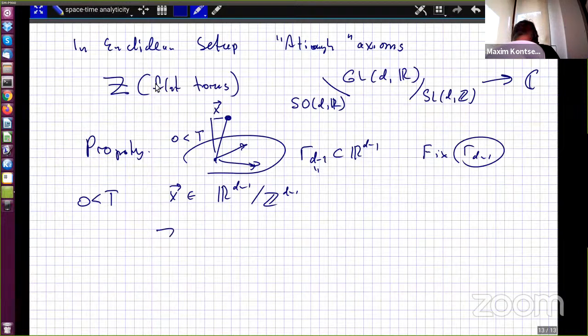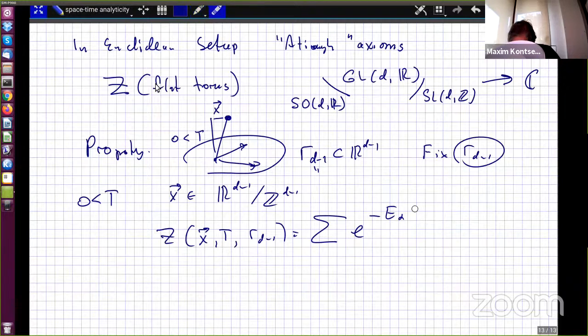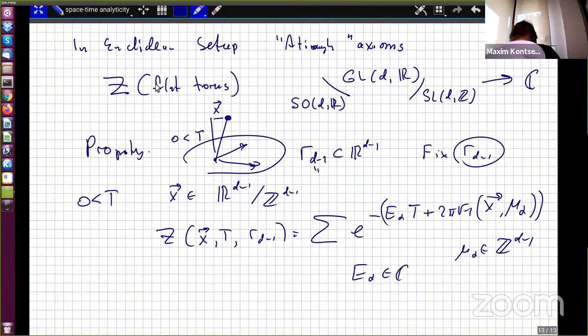The property is the following: if you fix this lattice, but t and the shift are free parameters, the partition function, which depends on x and t and this lattice, will be a sum over some basis of the Hilbert space associated to the (d-1)-dimensional torus. There will be certain eigenvalues of energy times 2 pi square root of -1 times some momenta x, and maybe some mu alpha. Mu alpha are in the lattice and E alpha are complex numbers, and the real part of E alpha goes to plus infinity. So it's a remarkable class of functions, and I think it's a horribly overdetermined system.